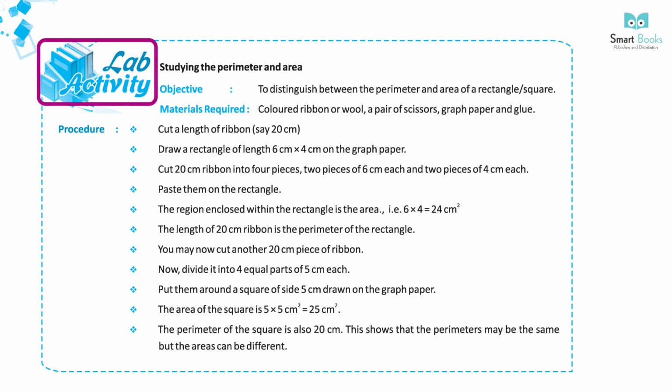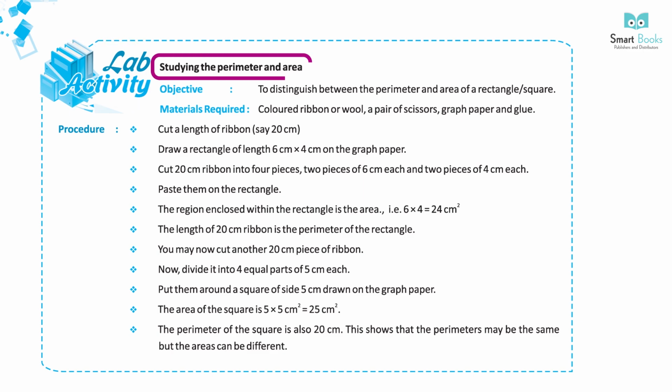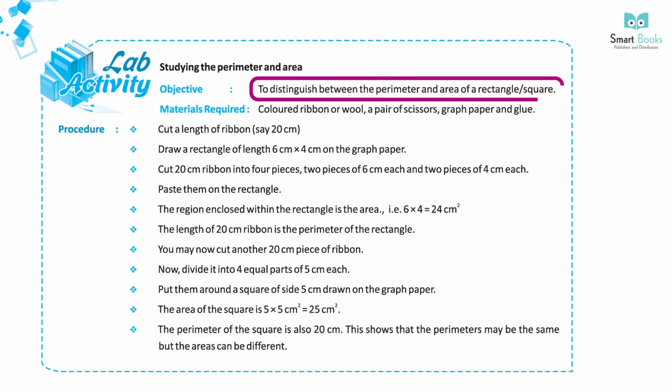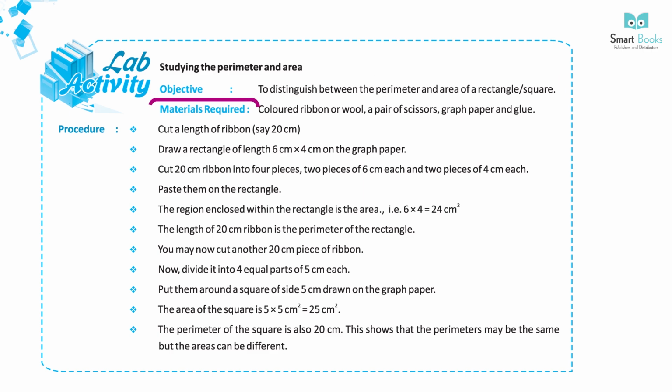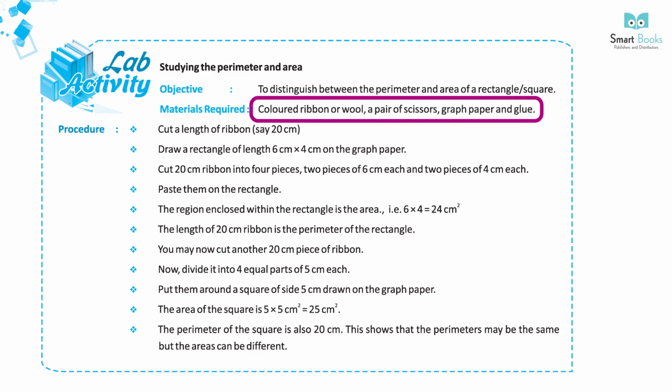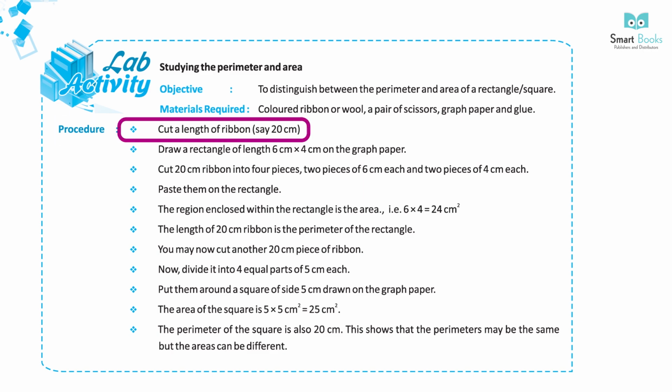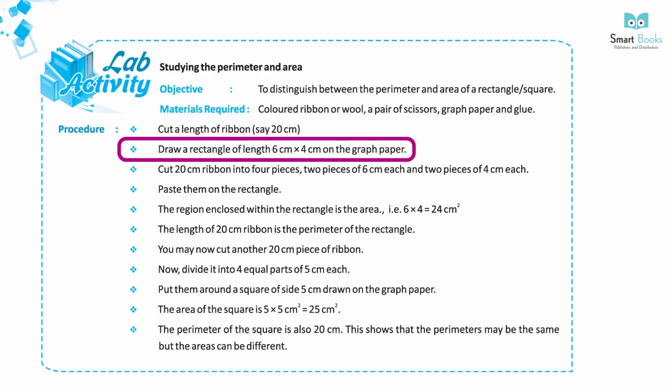Lab activity. Studying the perimeter and area. Objective: to distinguish between the perimeter and area of a rectangle and square. Materials required: colored ribbon or wool, a pair of scissors, craft paper and glue. Procedure: cut a length of ribbon, say 20 cm. Draw a rectangle of length 6 cm into 4 cm on the graph paper.